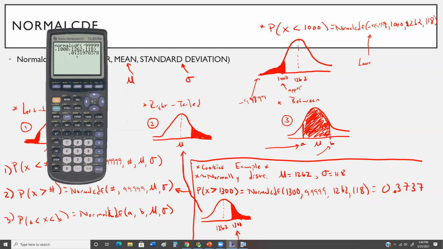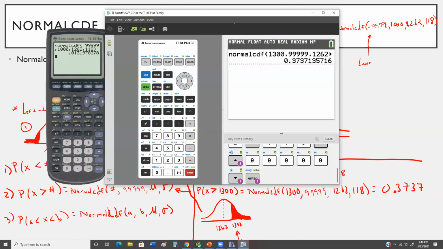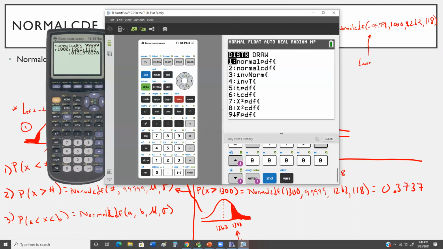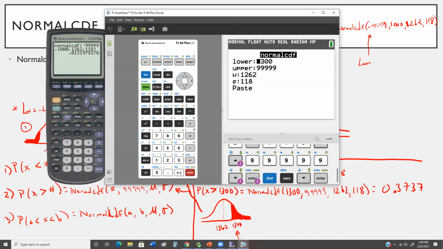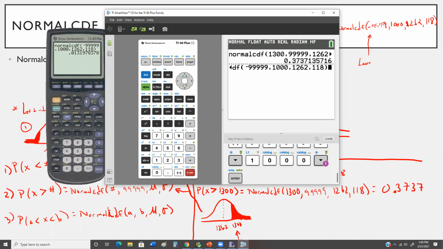And how many people got this on their calculator? Yep. And look, if you do the TI-84, you get the same thing. You go negative 99999, 1,000. And look, you get the same thing. And when you round to 4 decimal places, you get 0.0132. Boom, we got it.